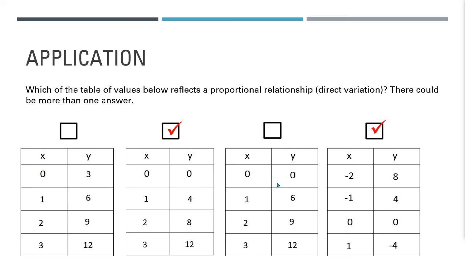The third table of values cannot be direct variation because even though it has the row 0, 0, you can see the first differences are not constant. The difference between 0 and 6 is 6, but the difference between 6 and 9 is 3, 9 and 12 is 3. So 1 and 3 cannot be the correct answer.